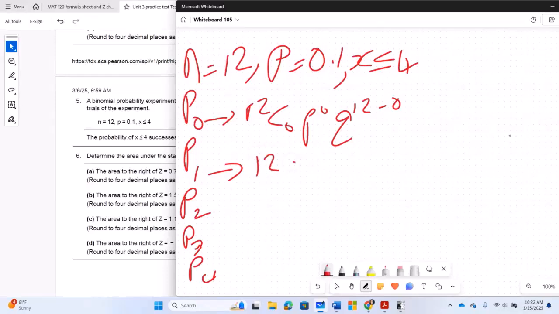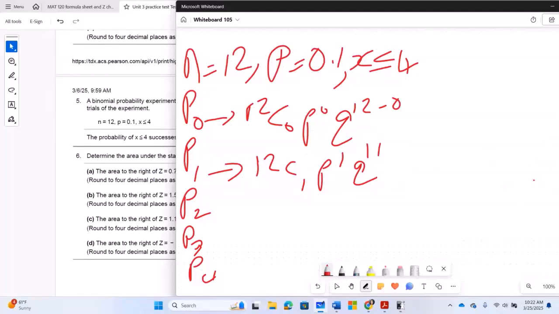P1 is 12 combination 1, success to power 1, failure to power 12 minus 1, which is 11. Okay, I just want to remind you, because it's been about 2 weeks and we went on spring break, that I don't want to do them individually. This is how to do them individually. I want to do all of them together.